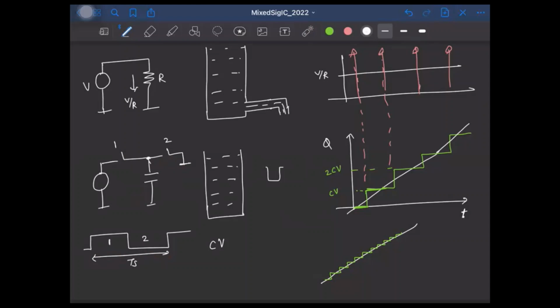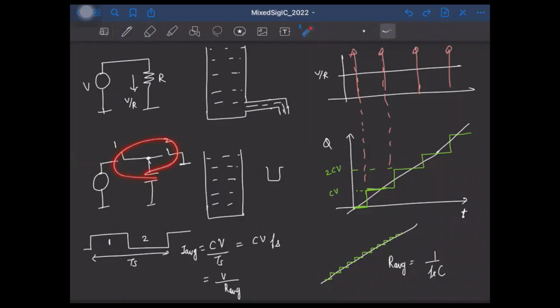So the average current is C times V by Ts, right? Which means this is simply C times V times Fs, okay? And this is the average current, right? So if you want to write it in terms of V by some R average, what is the average resistance? It's going to be 1 by Fs times C, okay? So the bottom line is that if we make sure that the switching frequency here is much faster than the rate at which the input itself is changing, then both of them will be more and more identical.